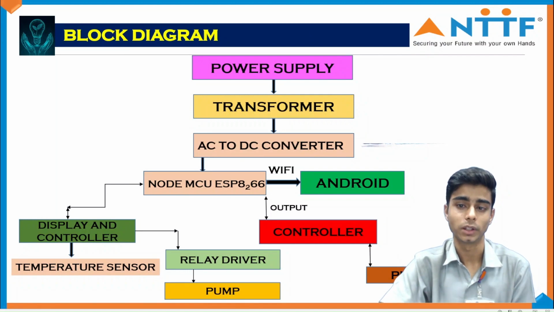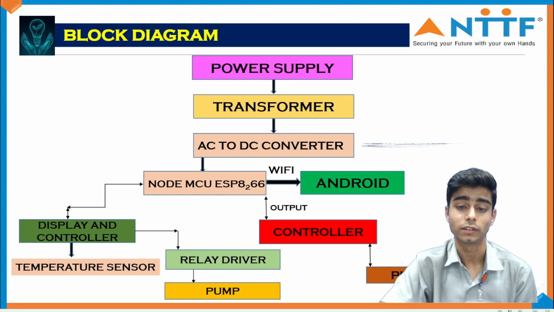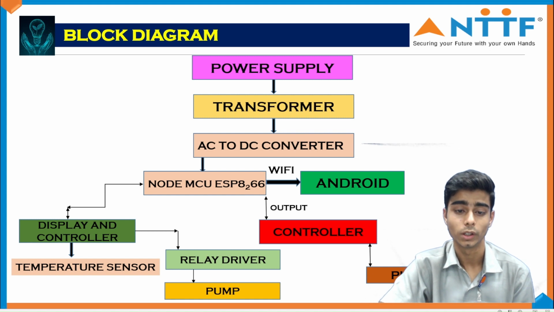Block diagram. Power supply to transformer, transformer to AC to DC converter. The AC to DC converter helps to get the information in digital form. The converter transmits the details to the NodeMCU ESP8266, and through Wi-Fi to Android. From the NodeMCU ESP8266 the output goes to the controller and the controller to the pH sensor. Again the outputs go to the display and controller, and through them to the temperature sensor and relay driver to the pump.